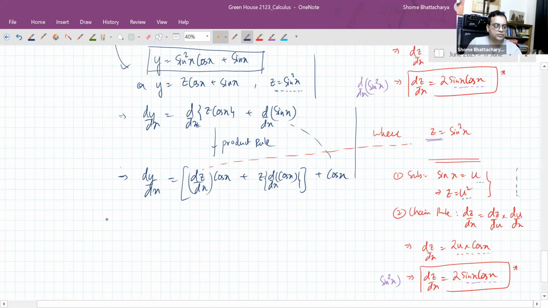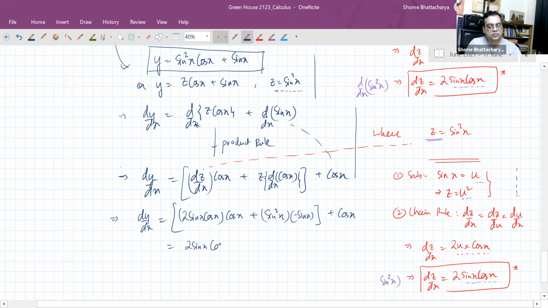Okay. So next step, this dy by dx becomes dz by dx, which is 2 sin x cos x, multiplied with cos x. Okay. Plus z. Now what was z? z was sin square x, multiplied with differentiation of cos x, which is minus sin x. Okay. Plus cos x. So finally we got it. So it's just repeated application of the same thing. On its own, you can see any step is not difficult. It's just that we have to do all the steps one after the other multiple times.